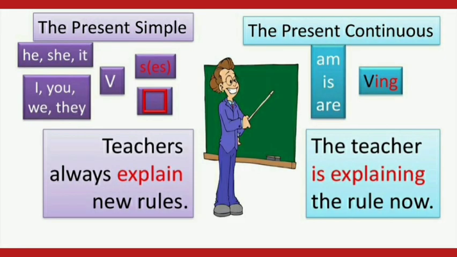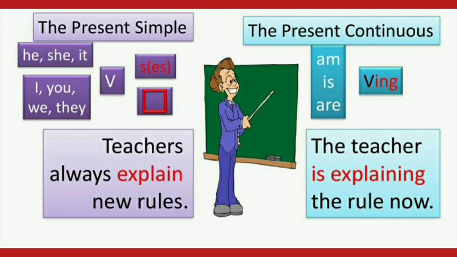Now this one. In case of simple present tense, you need to write the present form of the main verb, and you have to add s or es if your subject belongs to third person singular number. You can see that he, she, it, these are third person singular number. I, you, we, they, these are first and second person singular or plural number. Teachers, plural number. Always explain new rules. So it is the responsibility of the teachers to explain new rules. So this sentence belongs to simple present tense. Now, the teacher is explaining the rule now.